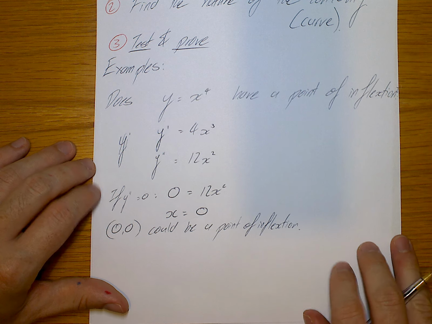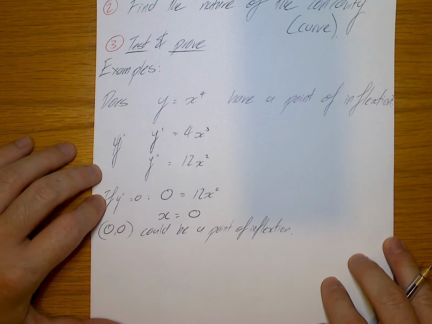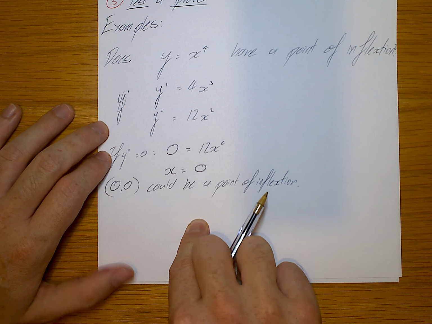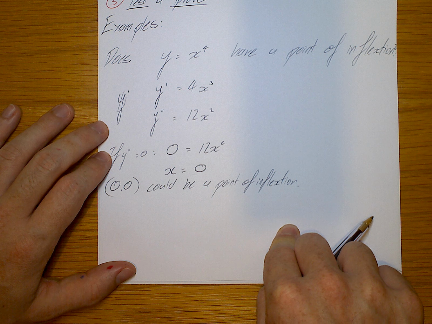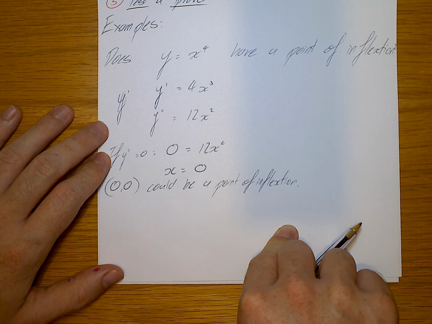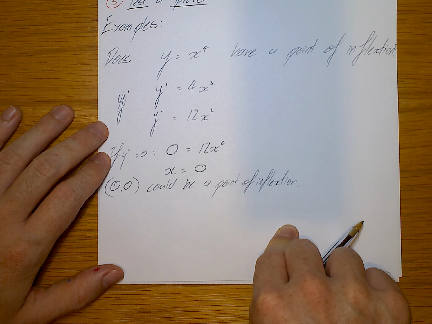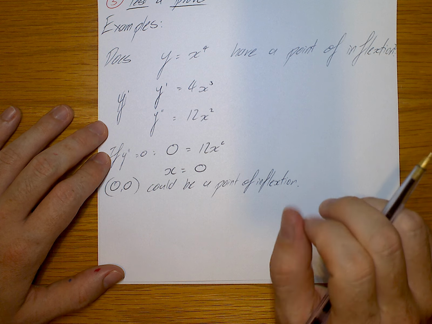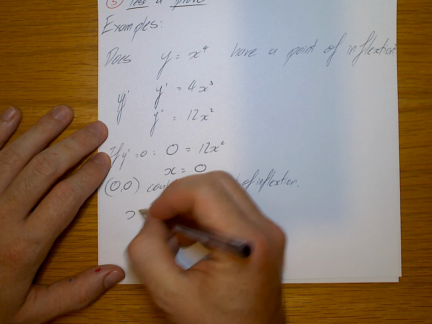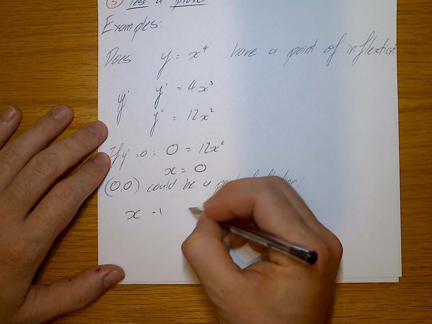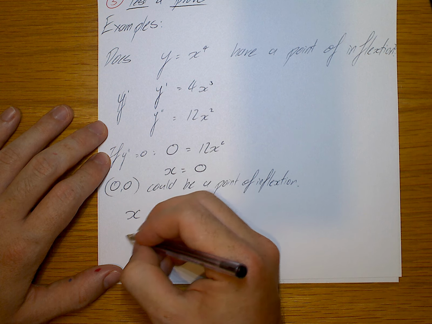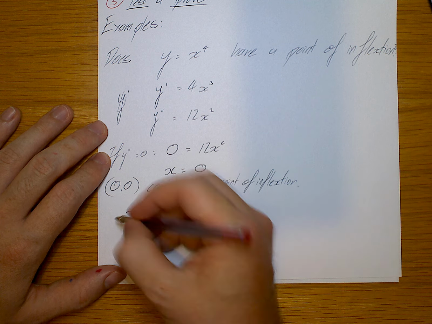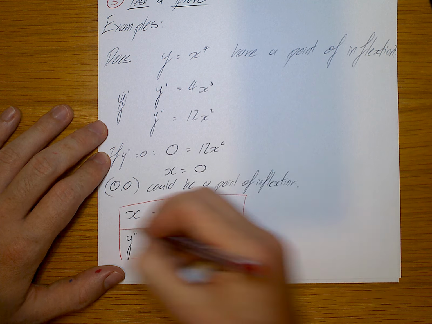So let's test it out. Let's try and find the concavity of it. Let's go one to the left and one to the right in terms of our x values and determine the nature of that. And then we can say whether it has a point of inflection or not. So x is going to be minus 1, 0, and 1, for our y double dash. Let's just rule this up in a nice little table.